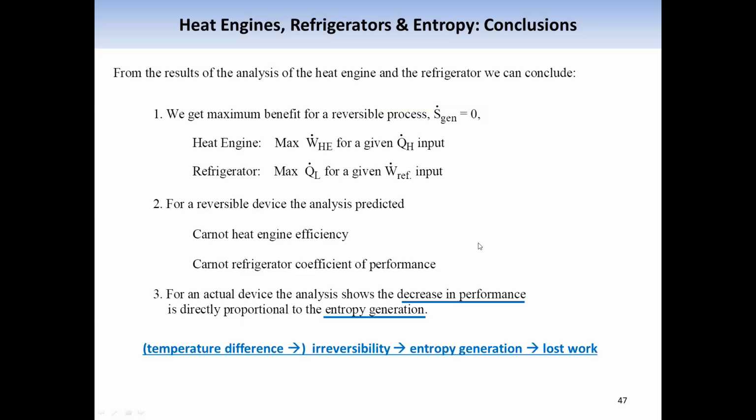The higher the irreversibility, the higher the entropy generation. Here, I emphasize irreversibility causes entropy generation. Entropy generation causes lost work. And in this course, temperature difference during heat transfer usually is the major source of irreversibility. Now, this is the conclusion of chapter 6.